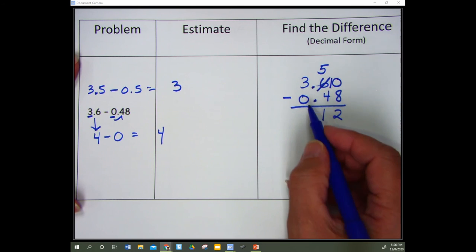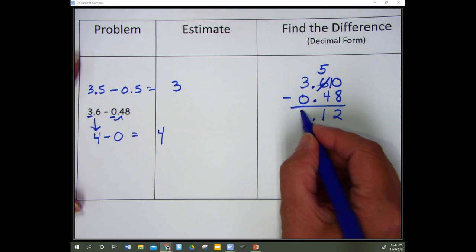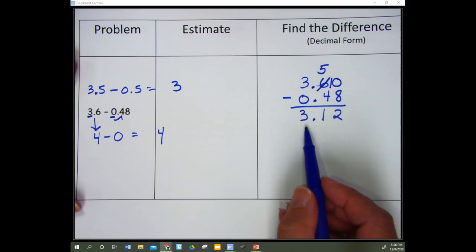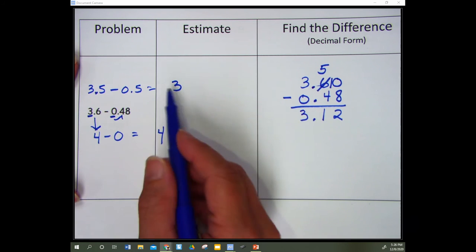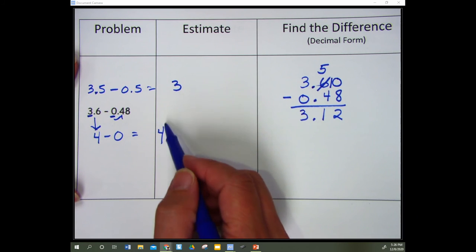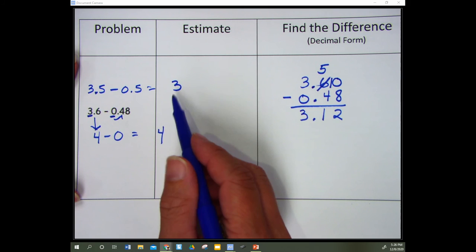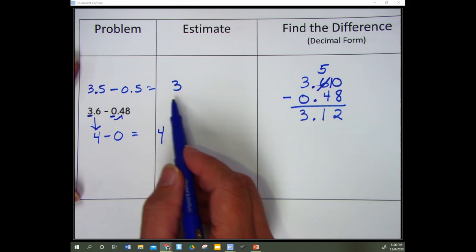3 ones take away 0 ones would be 3 ones. Notice our exact answer, 3 and 12 hundredths. That's in that 3 to 4 range, right? Both of our estimates were good ones. Notice it is a little bit closer to the 3.